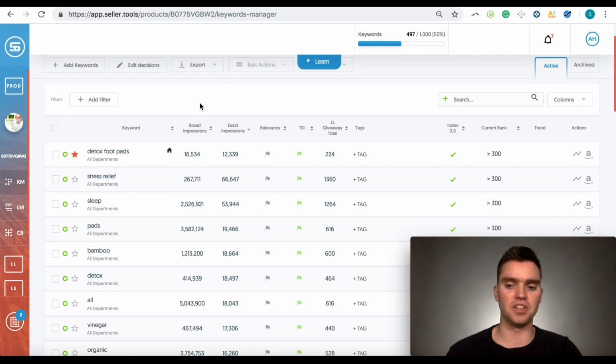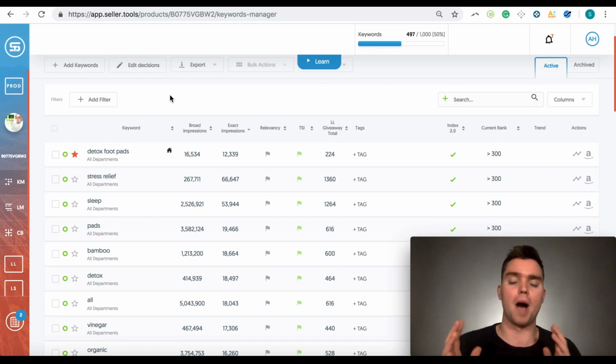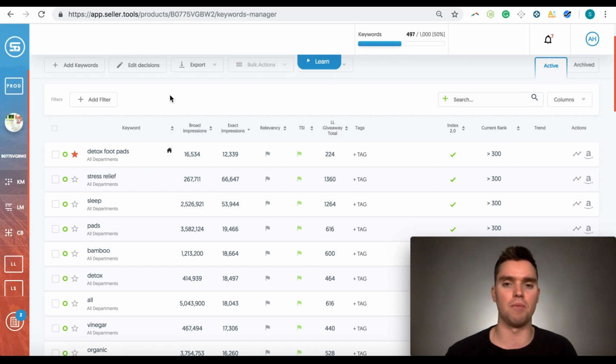So we go back to the list we created using Seller Tools, back to our original master list of keywords, and we're going to refine this list further. This was really good for SEO, for optimizing our listing, but now we need to refine it more for our next purposes, okay? So again, our example is detox foot pads.